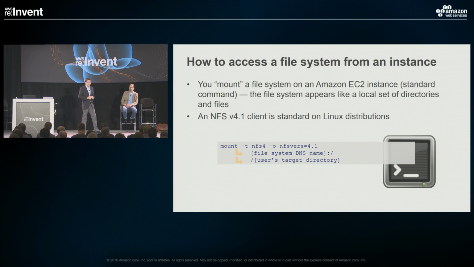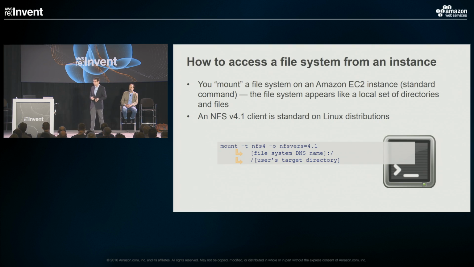And how do you access a file system from an instance? Well, you mount it using a standard Linux mount command. And if you can make that out on the screen here, there's the command up there. The -t means that you'll specify the type of mount, and that's really one of two parameters that you need to specify. So it's an NFS4 mount. And then an optional parameter that you can specify is the NFS version number, which is 4.1. And we highly recommend 4.1.